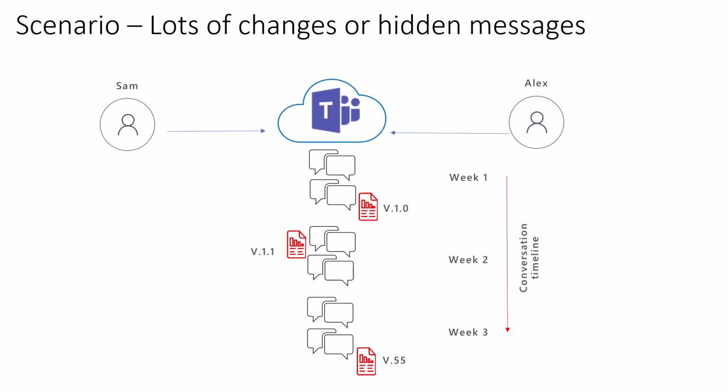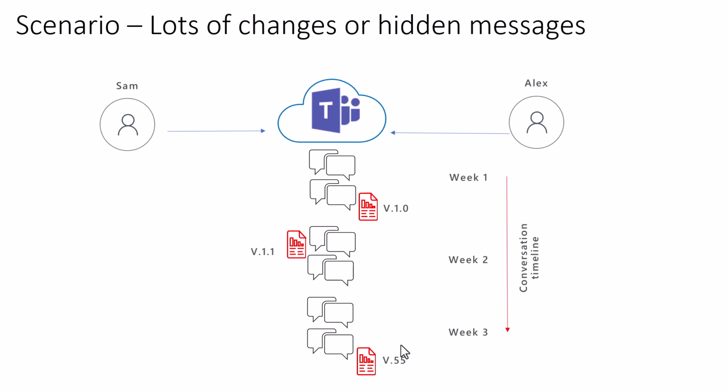So again, Sam and Alex are having a conversation here. These are trying to show, over a period of time or a period of weeks or even a year, right? They're having these conversations and then sharing this single file, but making iterations, making changes to those files, right up from version 1, say, right up to version 55.